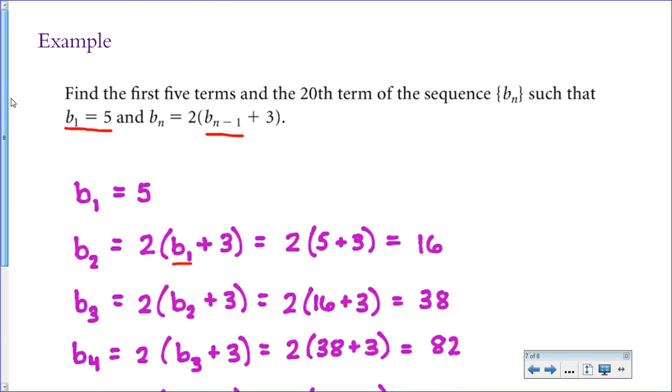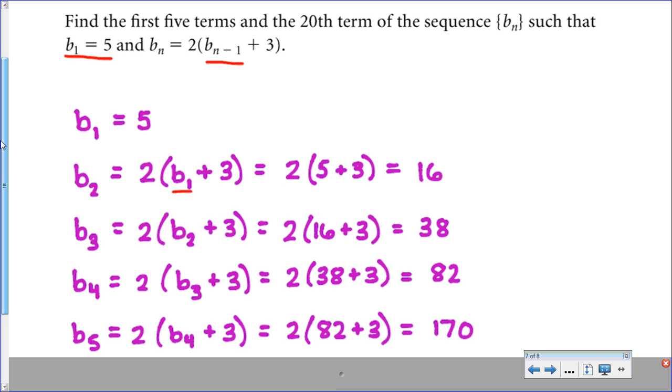The other thing I wanted us to get is the 20th term of the sequence. Now, there's nowhere in the formula for us to just plug in a 20, right? In order to get the 20th term of the sequence, we would need to know the 19th term of the sequence. That's what a recursive definition requires. It requires that you know the term that comes before the one you're trying to find.